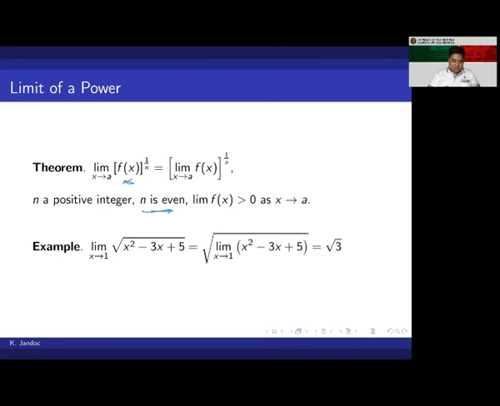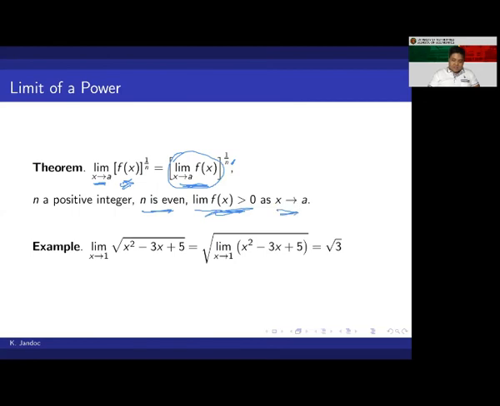So if you have that function and you want to take the root, so you raise it to 1 over n and you get the limit as x approaches a, then that is equivalent to getting the limit of f of x first as x approaches a and then raising it to 1 over n. Now notice that this limit should be positive as x approaches a.